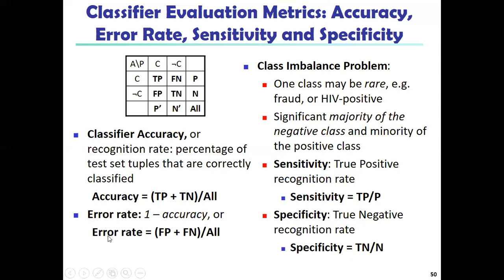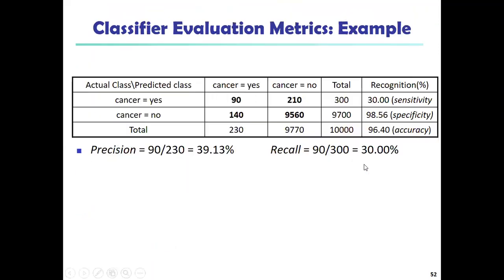And if you measure the accuracy, the error rate is just the opposite of the accuracy, you know that. So on this given data set, whether the patient has cancer or not, yes or no, this is the corresponding calculation of the accuracy, 96.40. This is the corresponding calculation of the precision. This is the corresponding calculation of the recall.